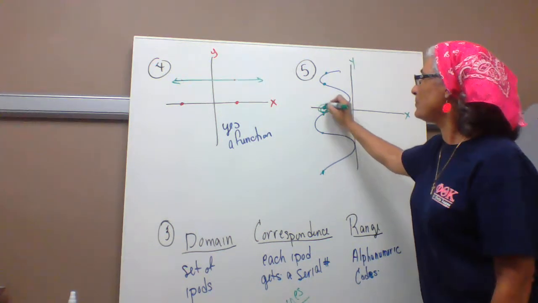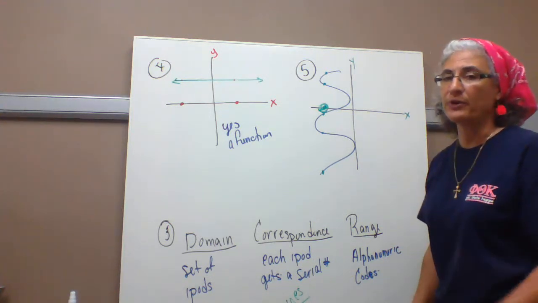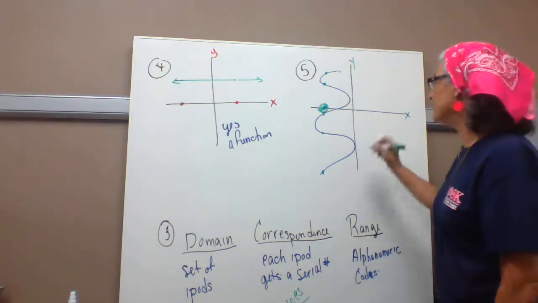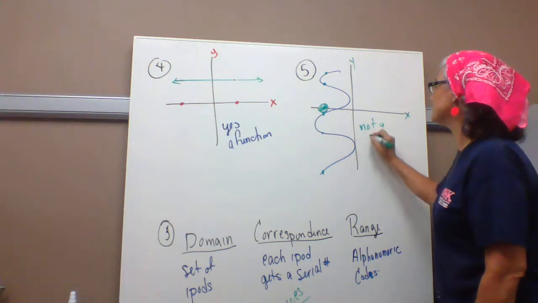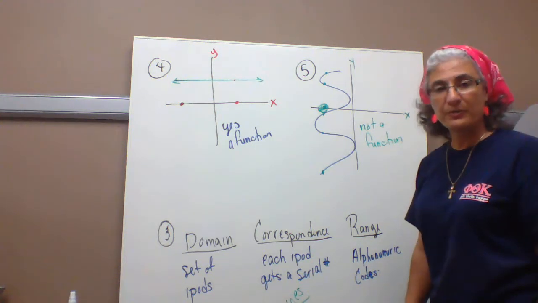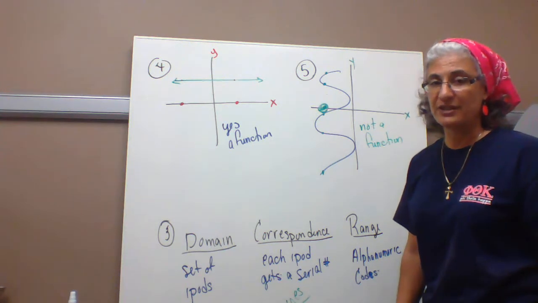This one input has multiple outputs. It has more than one output. So is this one considered a function? Correct. The answer is no, not a function. Hopefully that helps you a little bit more in understanding how to determine if something is a function. Have fun with homework.